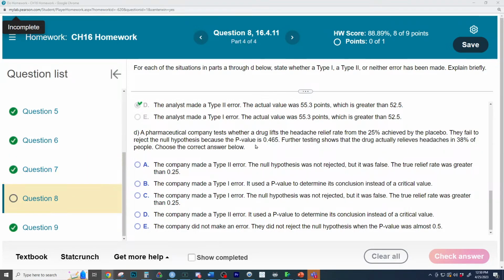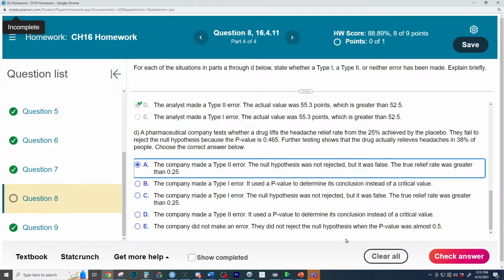A pharmaceutical company tests whether a drug lifts the headache relief rate from 25% achieved by the placebo, which is just a sugar pill, basically. They failed to reject the null, so this could be a type 2, because if you fail to reject the false null, it's type 2. With a p-value of this, good deal. Further testing shows that the drug actually relieves 38% of people's headaches. So once again, this is the same thing right here. The company made a type 2 error. The null hypothesis was not rejected, but it's false. The true headache relief is greater than. So that is a type 2.